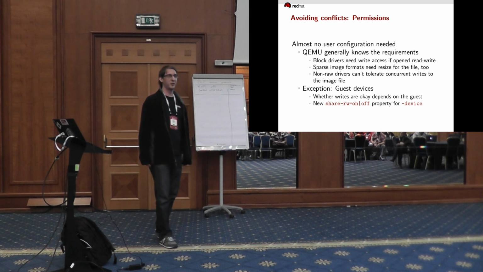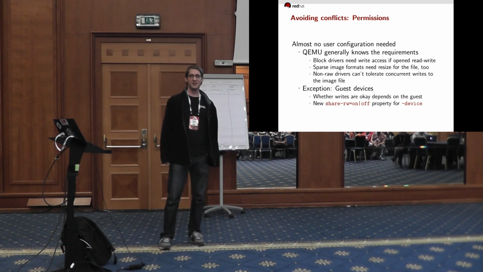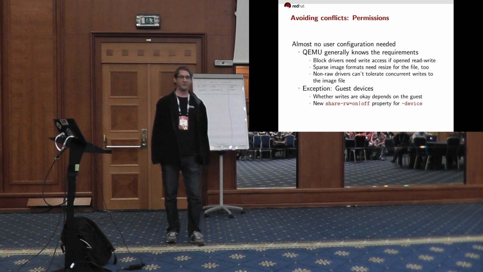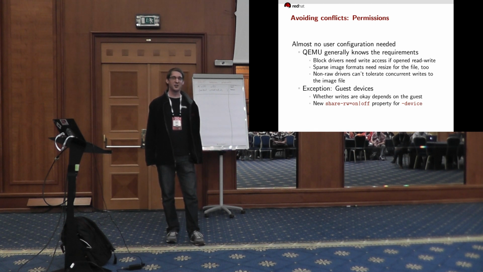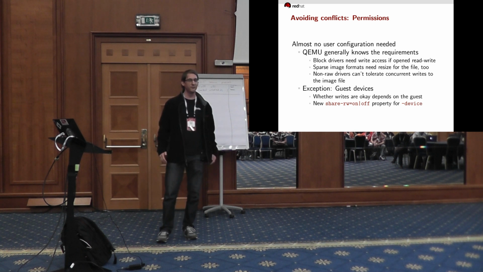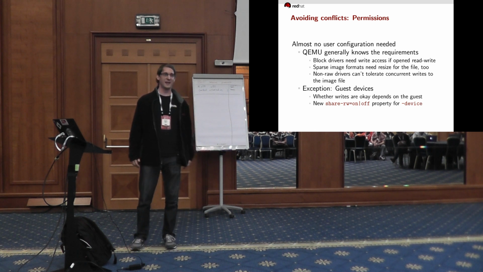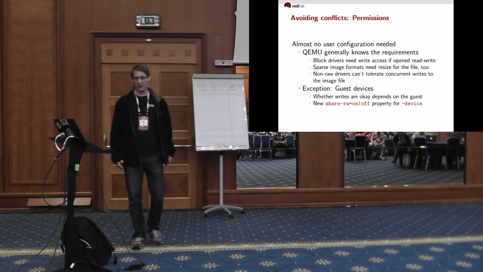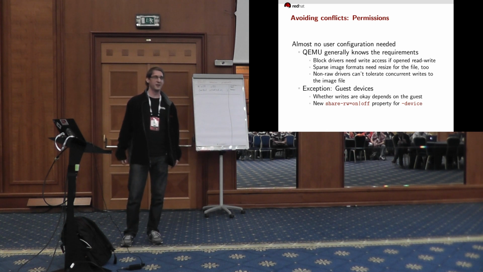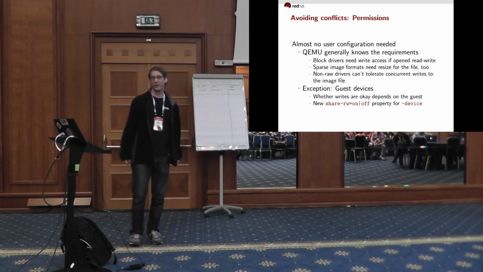There's only one case where QEMU can't know, and that's guest devices. Because it depends on the guest, really. The guest could be OK with other processes writing to the same disk in the background. For example, if it's running a cluster file system. But usually the guest isn't OK with it, and so that becomes an option of the common block devices like virtio-blk. You get a share-rw property, and you can set it to on if you want to allow sharing.